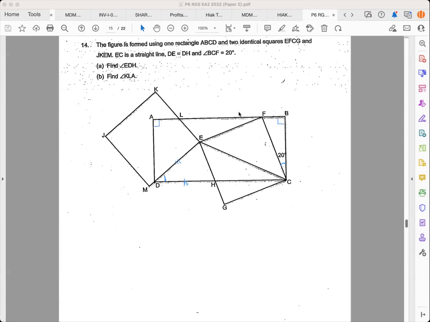Okay. This is a square. EFCG is a square. So this is also a square. Let's mark the right angles. So these are also right angles. Now, you'll notice that EC is the diagonal across a square. That will split the square into two equal parts, and the angle at the corner also into two equal parts. So this will be 90 degrees divided by 2, 45 degrees. And this will be 45 degrees, which makes up 90 degrees at the corner.